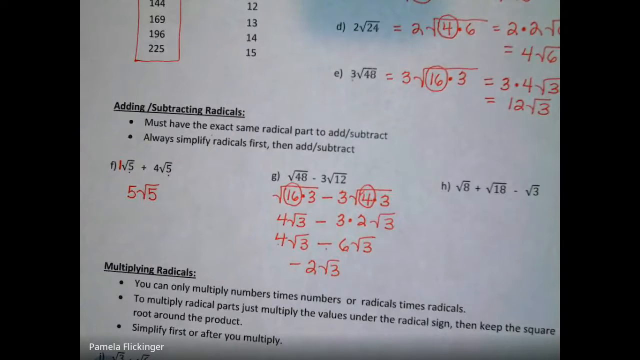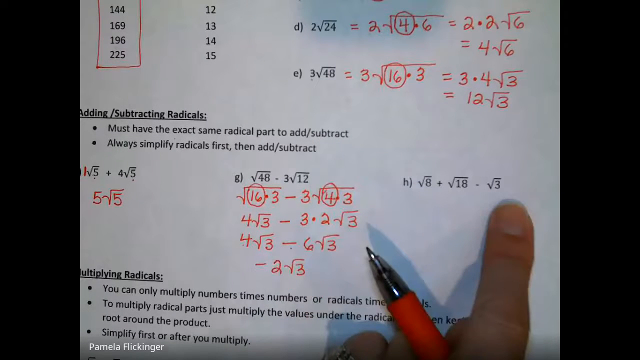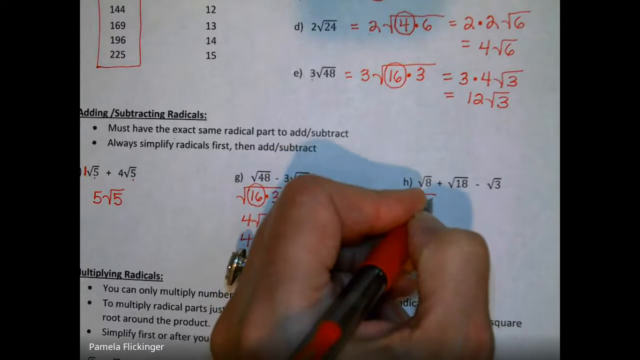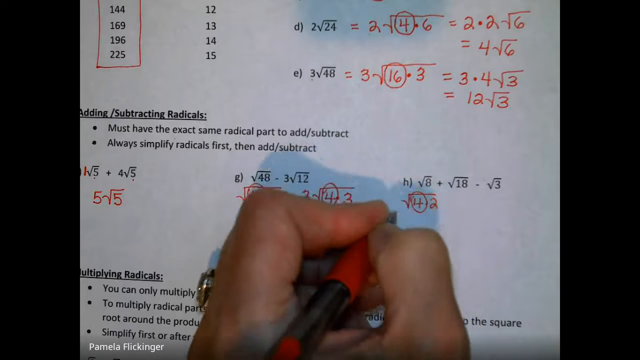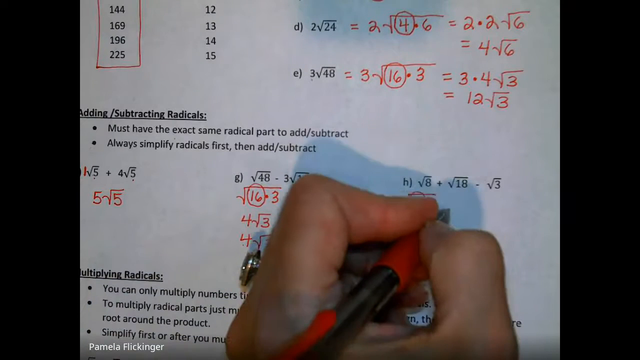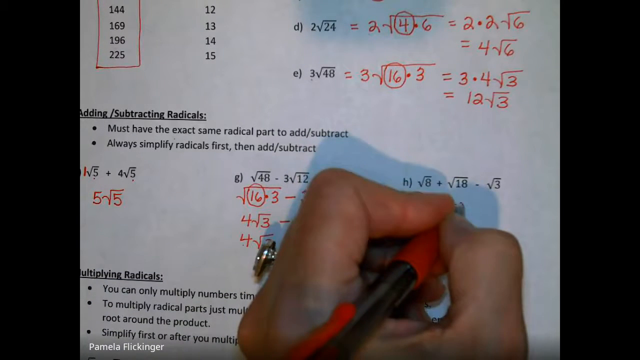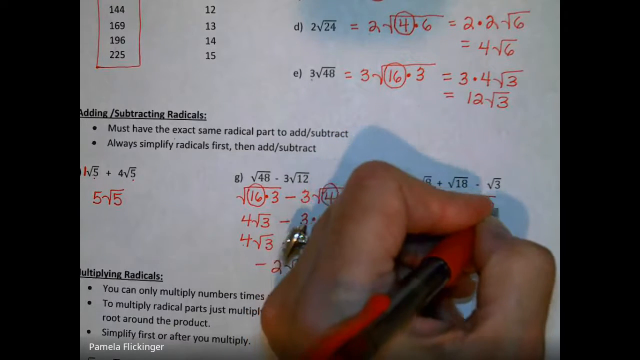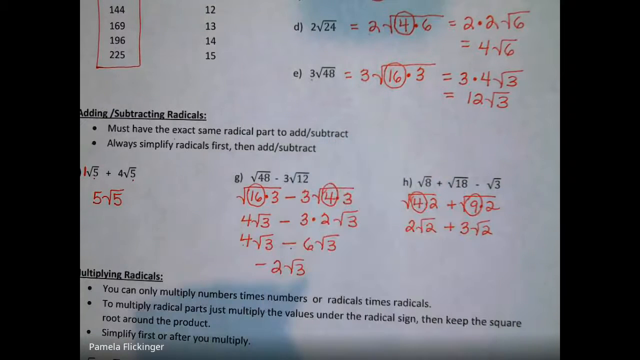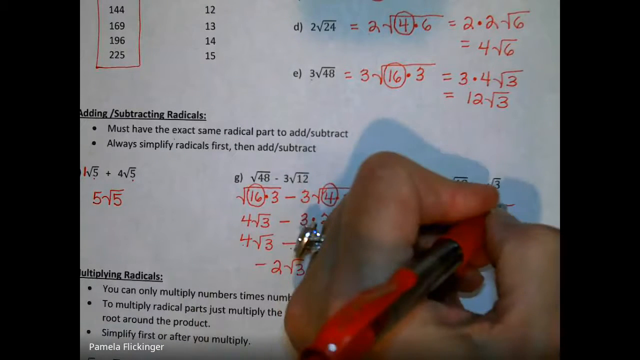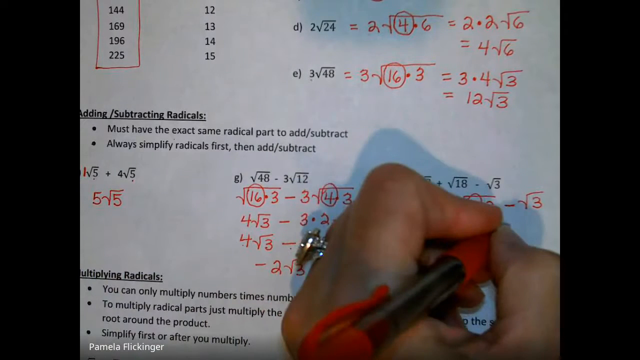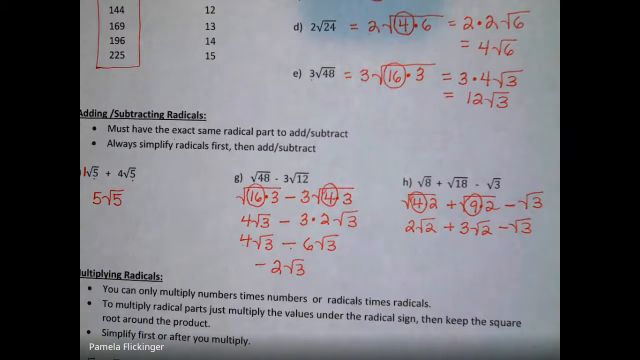All right, H. None of these radicals are the same, so we're going to simplify first. Square root of 8 breaks down into 4 times 2. Take the square root of 4 out, so that will be a 2, with a 2 staying in. 18, we did that above. We know it breaks down into 9 times 2. Square root of 9, which is 3, comes to the front, and the 2 stays under. And then minus the square root of 3, that does not break down. It is already simplified, so I just carry it down.